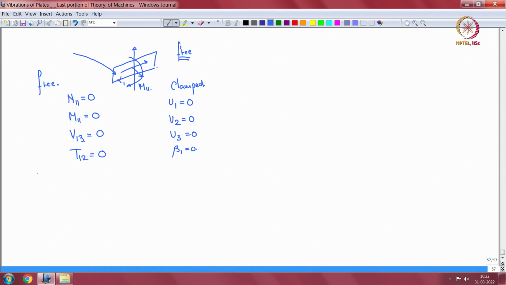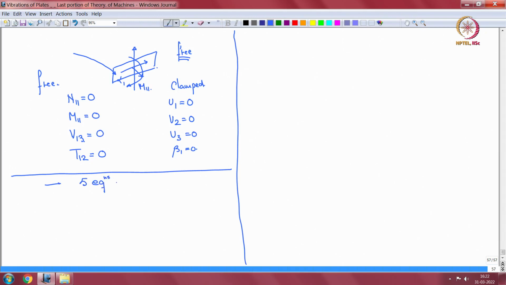Now what I am going to do is this: after a lot of mathematics we have come up with 5 equations of motion, and at this point we do not know physically what each of these terms mean. It is a bunch of terms, so it is confusing.